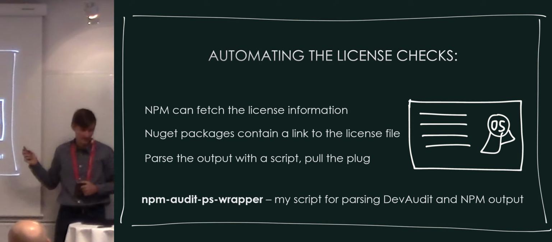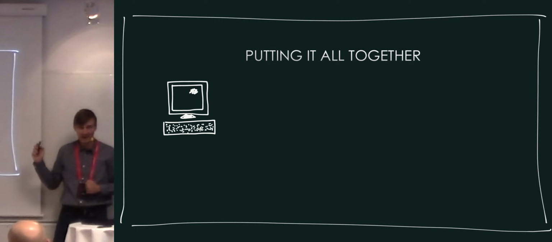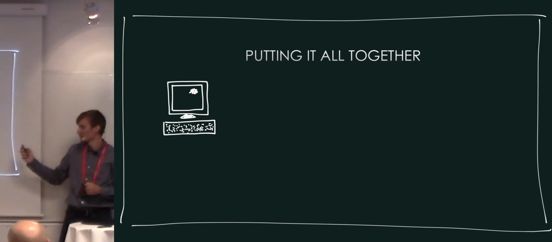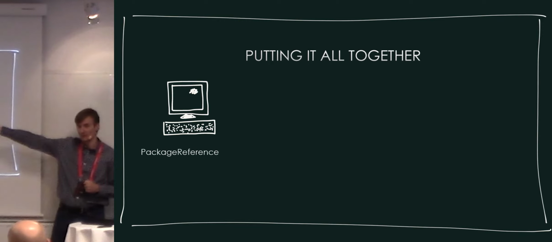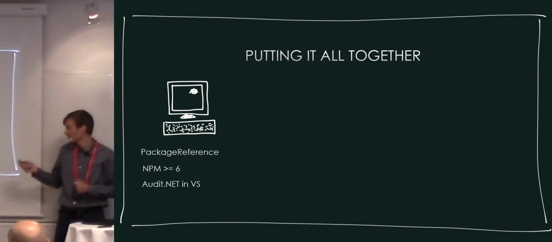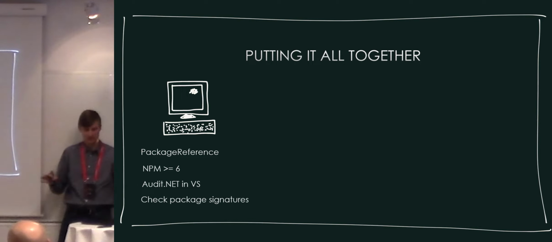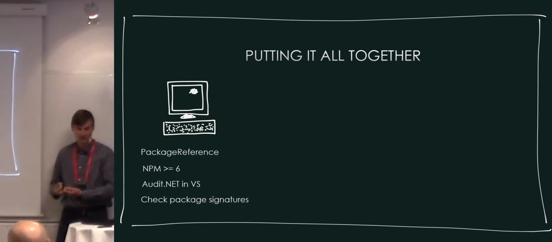All right, and now real quick, putting everything together. How can you improve the security of your dependencies? Locally, you start using package reference, start using npm 6 or higher, install audit.net, and start checking package signatures. For now, just start looking at them. Maybe come up with a way to verify them, and don't let any unsigned packages in if you can. If you cannot, just check them and later add some sort of plugs whenever the functionality becomes production ready.